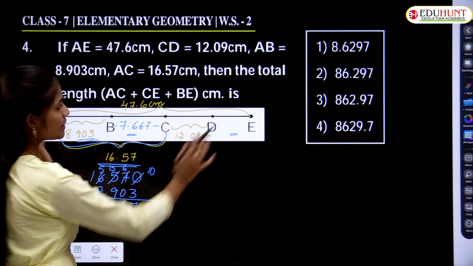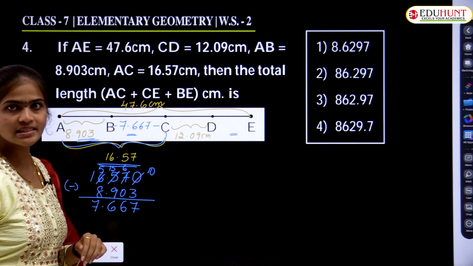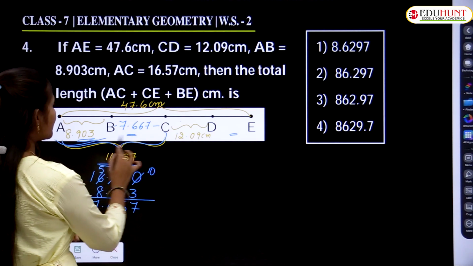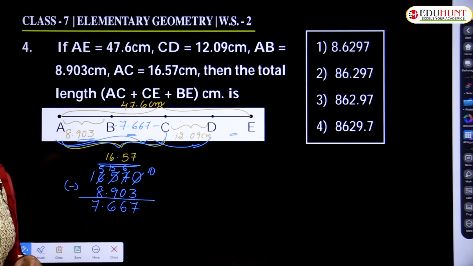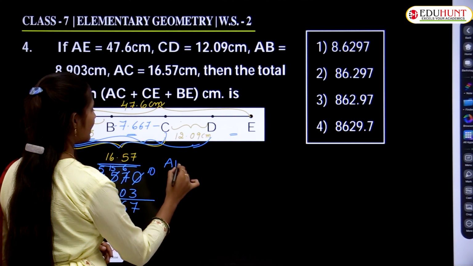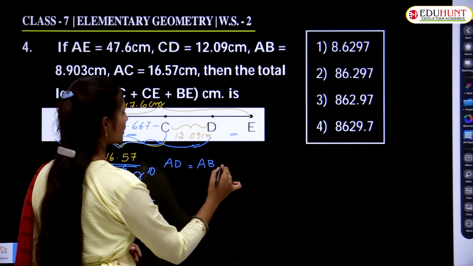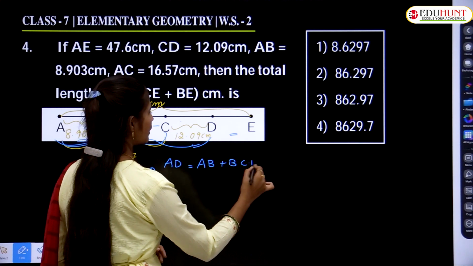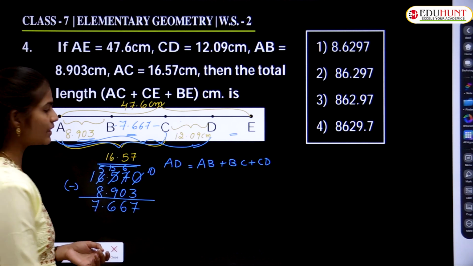From the total measurement, we already know that A to E total measurement is 47.6. From that, if you subtract A to D, then you will get the DE measurement. Okay, so A to D. So AD is equal to AB plus BC plus CD. Then only you will get that AD measurement. Okay.